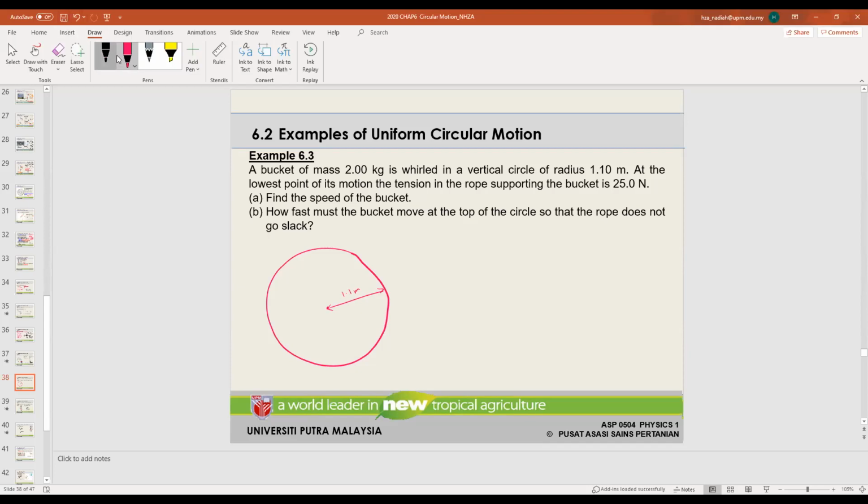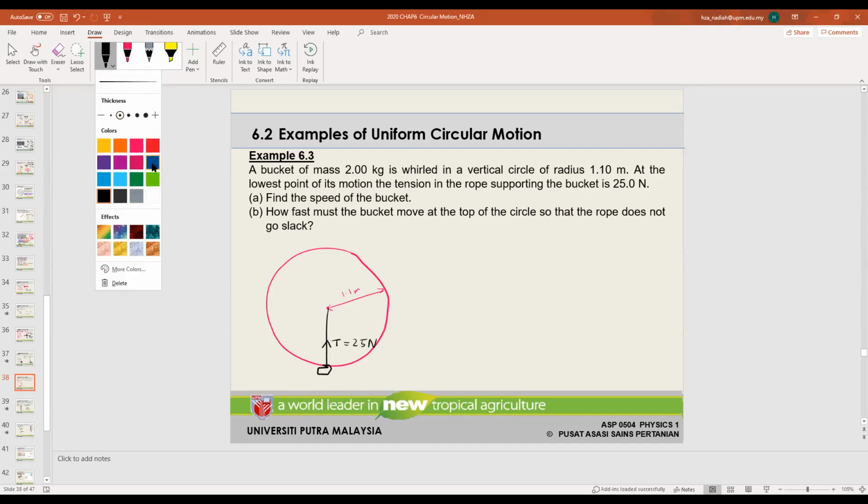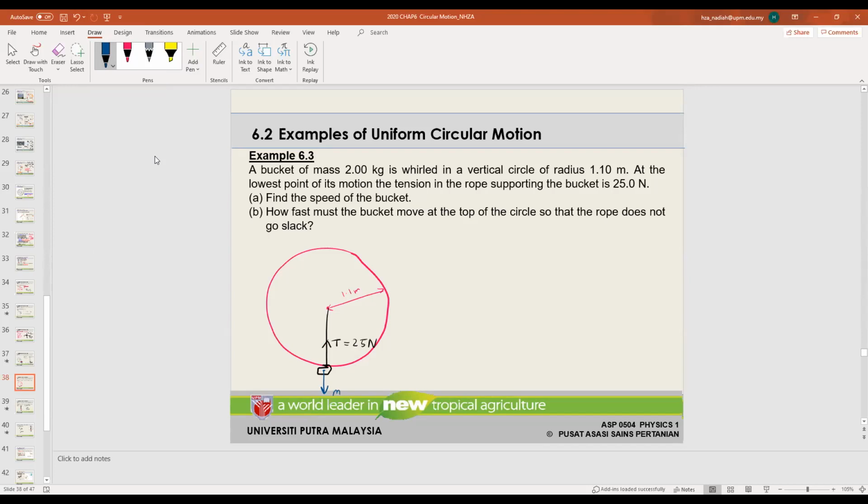Okay, so it says here, tension in the rope, this is your bucket over here. Tension is pointing towards the center, so this is your tension. The tension in the rope supporting the bucket is 25 Newton at the lowest point. Find the speed of the bucket. So your free body diagram, it has given tension equals 25. You have mg. Do you have r? No, it's not on a surface.